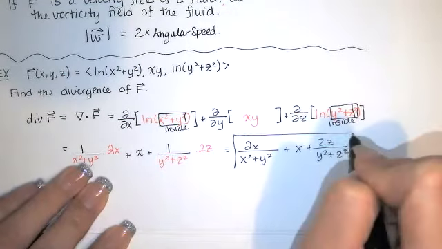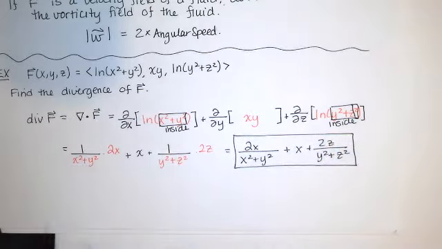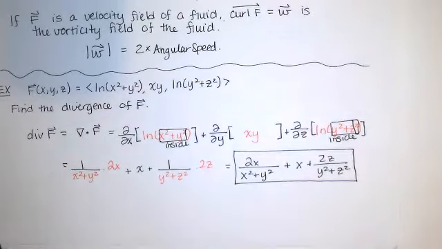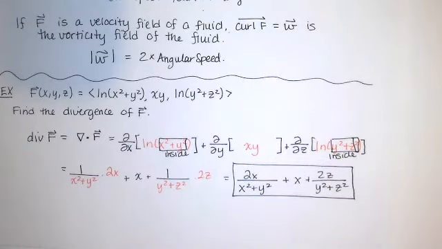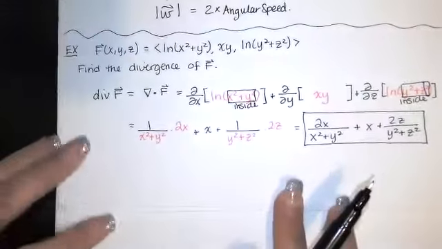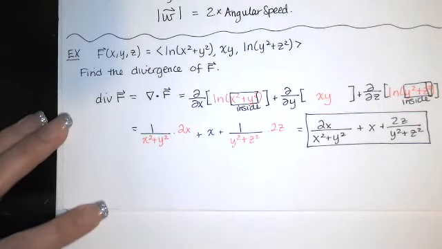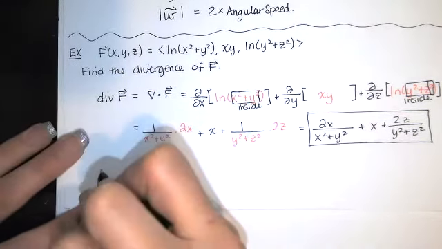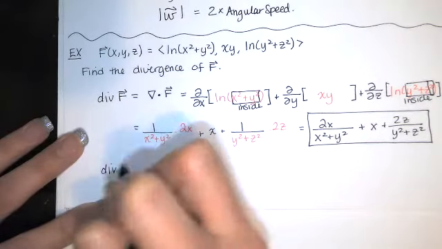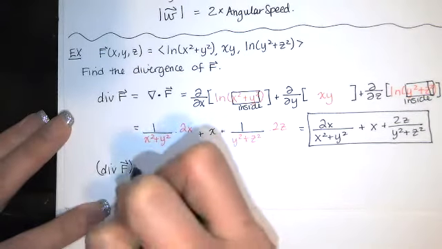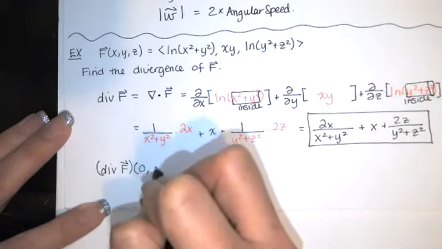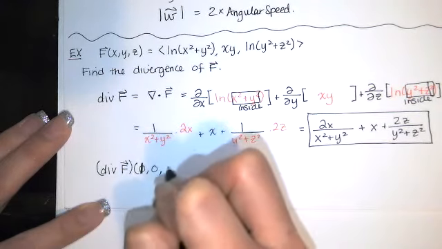Now this is the divergence as a function of x, y, and z. At particular x, y, and z values, we're going to get numbers. We're going to find out if that particular location is a source or a sink, or is it neither? So let's try x equals 1, y equals 0, and z equals 1. So the divergence of F evaluated at 1, 0, 1.